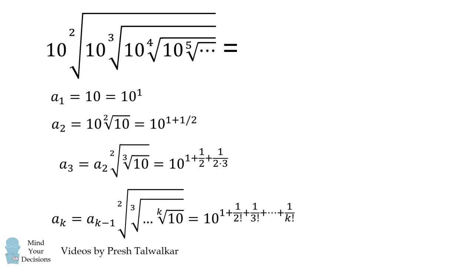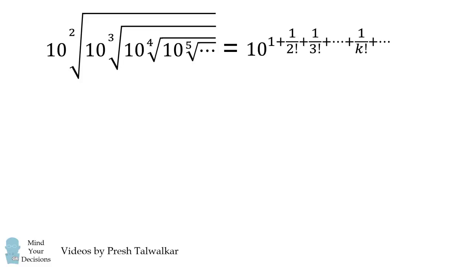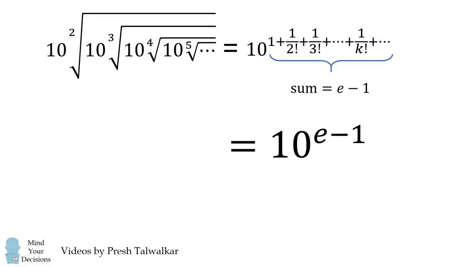And when you work out this pattern, you end up that the next term, or the kth term, is equal to the previous term multiplied by this following nested radical. We have the second root, the third root, and all the way to the kth root of 10. And when you work that out, it ends up being the sum of factorials like this. 10 to the power of 1 plus 1 over 2 factorial plus 1 over 3 factorial, and so on to 1 over k factorial. So now we look at this exponent, and this is another familiar pattern. This is equal to e minus 1 because e is equal to exactly this infinite series plus 1. So this all will be the value of 10 to the power of e minus 1.